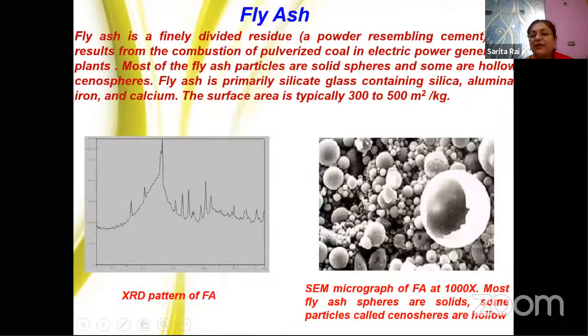Now, another supplementary material is fly ash. Fly ash is a finely divided residue that results from the combustion of pulverized coal in electric power generating plants. Most of the fly ash particles are solid spheres and some are hollow cenospheres. Fly ash is primarily silicate glass containing silica, alumina, iron and calcium. The surface area is typically 300 to 500 square meters per kilogram. This is the XRD and SEM micrograph of fly ash.